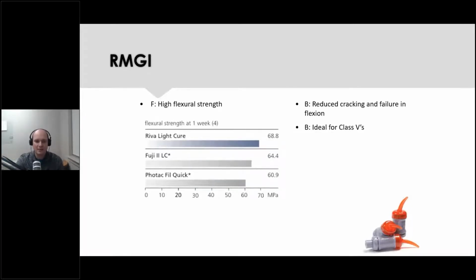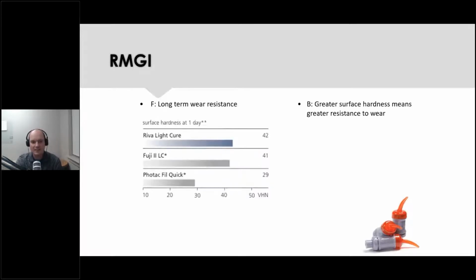Flexural strength is high at 1 week. We talked about that earlier. Long-term wear resistance is competitive to all the competitors. You'll see that these do wear. They're not going to last with the wear forever, but they don't get recurrent decay. So in a high-risk kid, it's probably a better option. Even if you're going to have some wear of the material, you can always redo that versus a new cavity, which means more tooth structure loss.